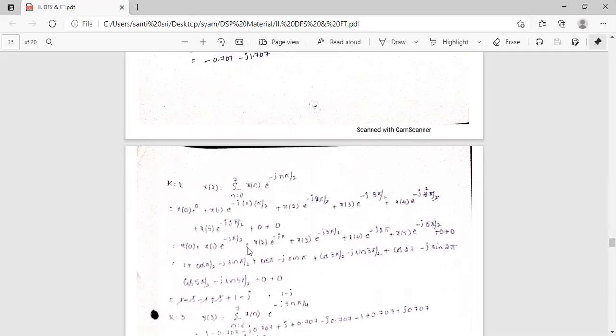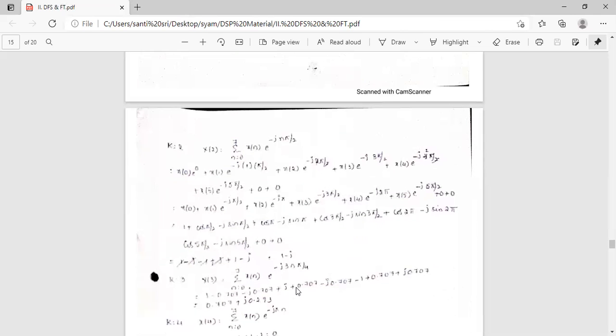So in the same manner, e power minus j5 by 2 cos 5 by 2 minus j75 by 2 cos 5 minus j75 by 2 cos 35 by 2 minus j35 by 2 cos 25 minus j75 cos 55 by 2 minus j75. Okay, by simply substituting the values, we will get the value of x of 2 is 1 minus j.